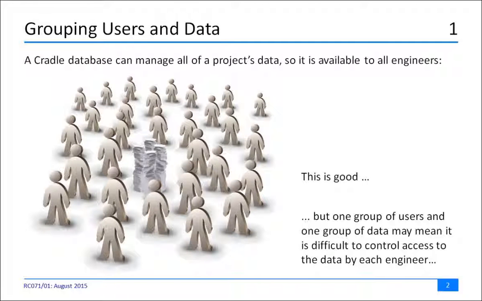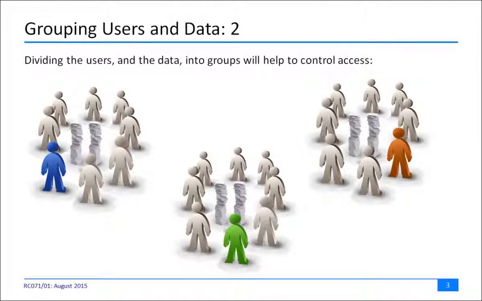A Cradle database can manage all of a project's information, and make it available to all engineers. This is good, because it allows the engineers to collaborate easily. But if all of the data and users are in one group, it will be difficult to control which users should have read-write access to different parts of the data, which users should have read-only access, and to limit access by other users. Dividing users and data into groups will help us to control access in the project.